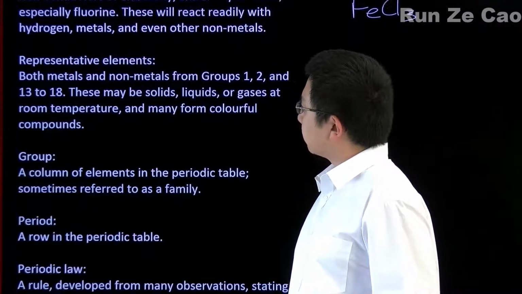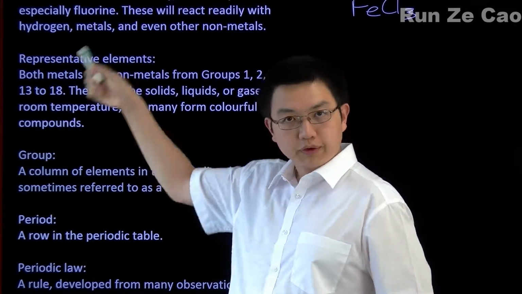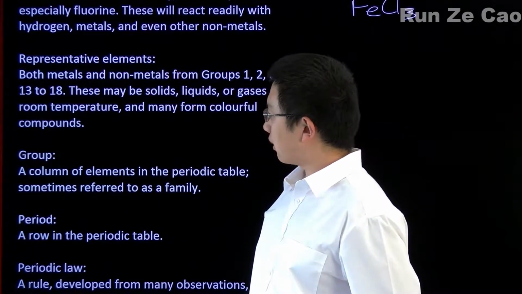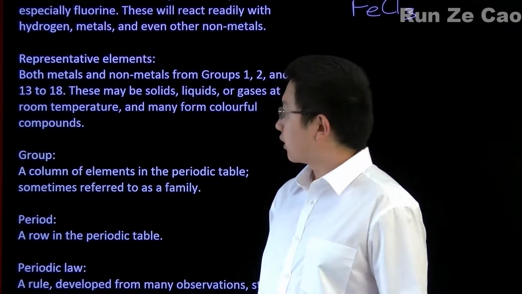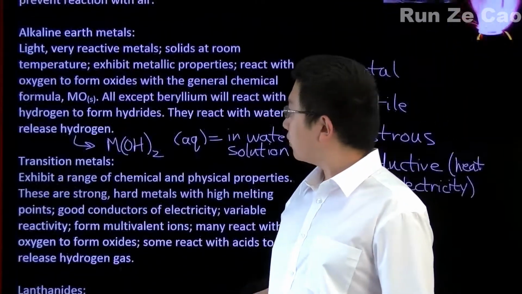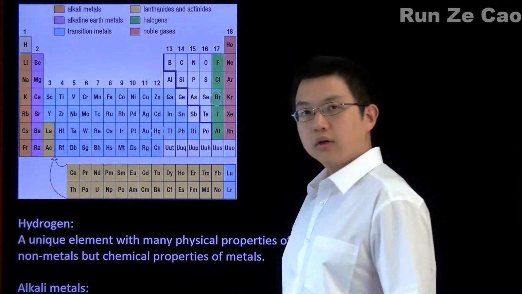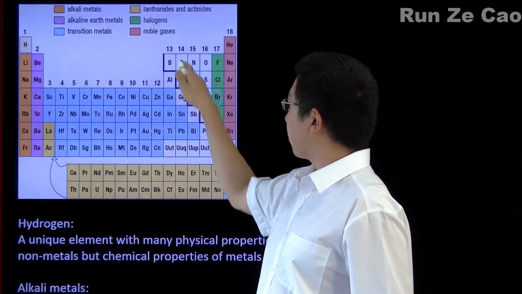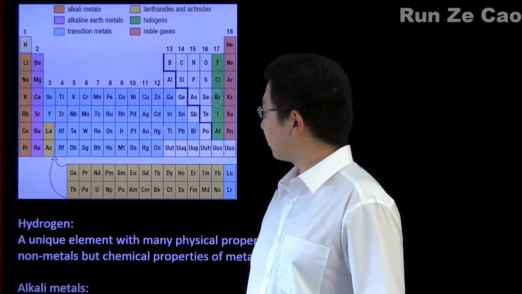Now, we call the first two groups of metals, all the nonmetals, and the metals from group 13 to 18 the representative elements. Where are these? Well, these are the tall groups, right? Besides the transition metals in the middle. Why representative? Because they are somewhat more consistent in terms of properties per group than the transition metals.